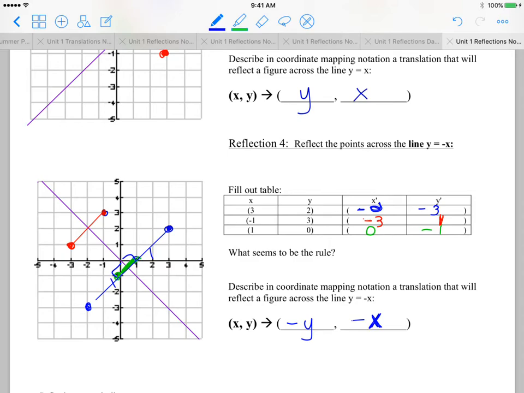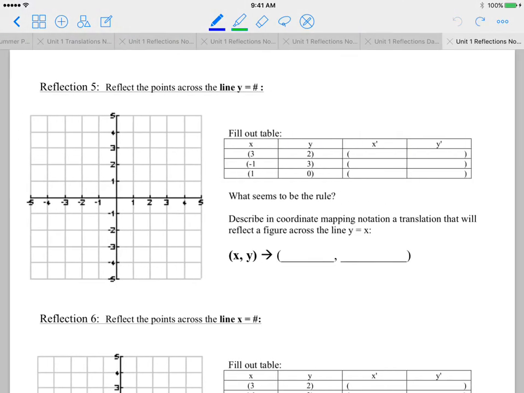Okay, that should fill out the top part of our foldable, and all we've got left to talk about on our foldable is rotations, which we'll do next week. But now let's look at when we're flipping across a horizontal or vertical line. We want to reflect across the line y equals a number.